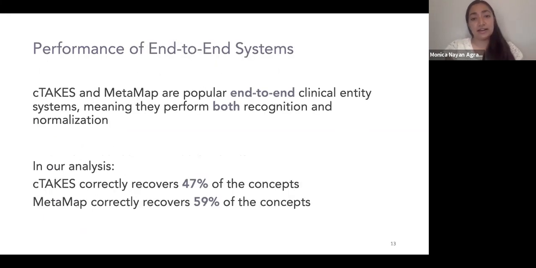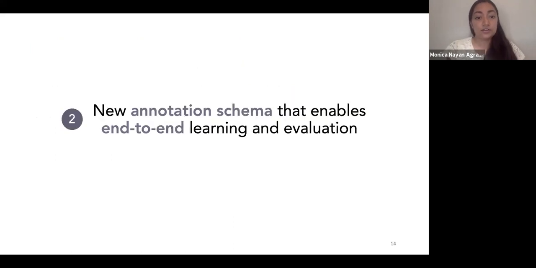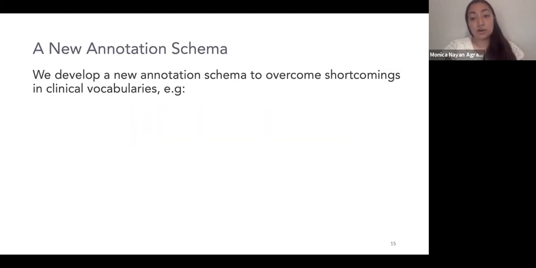We additionally look at popular end-to-end systems like CTAKES and MetaMap. By end-to-end, I mean they perform both entity recognition and entity normalization. But in our analysis, they only correctly recover 50 to 60% of concepts. So in response to this, we create a new annotation schema, largely to overcome shortcomings in clinical vocabularies that could be leading to some of the poor performance issues we see.